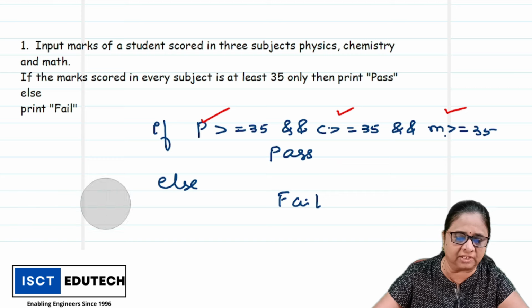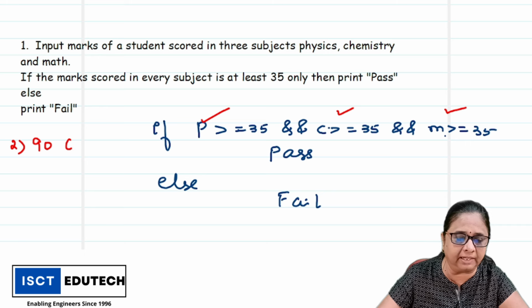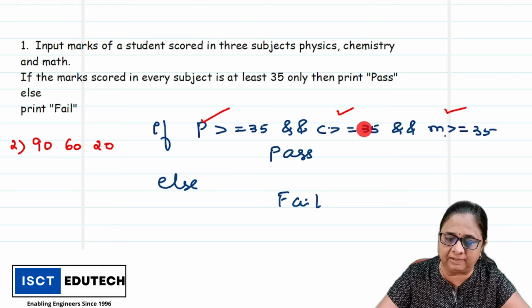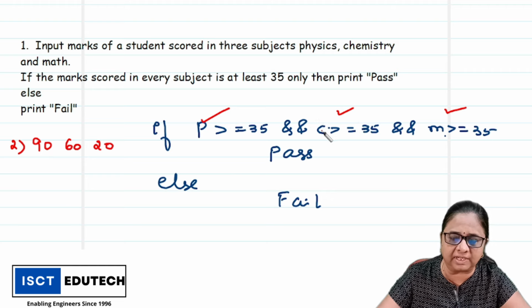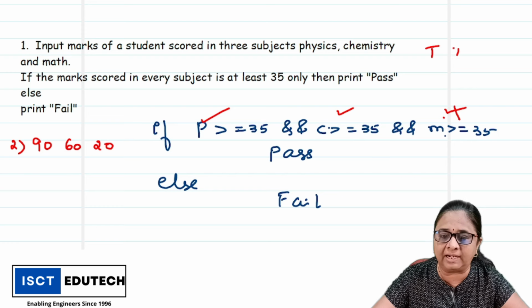Okay. Now let's take one more condition. So one more set of values. I will say 90, 60 and 20. What will be the result of this? First time, P is 90. 90 greater than 35? Yes. There is an AND. It will check for the second condition. 60 greater than 35? Yes. And M is 20. 20 greater than 35? No, this is false. So T and F, the result is always F.